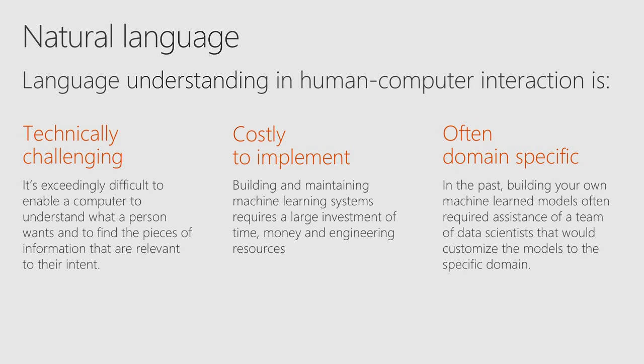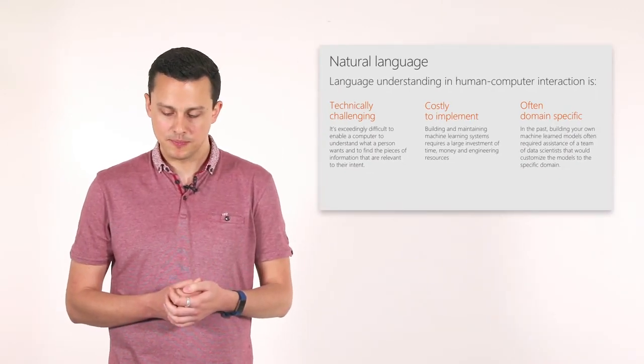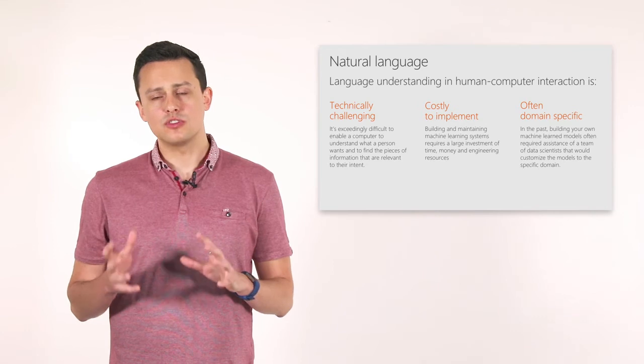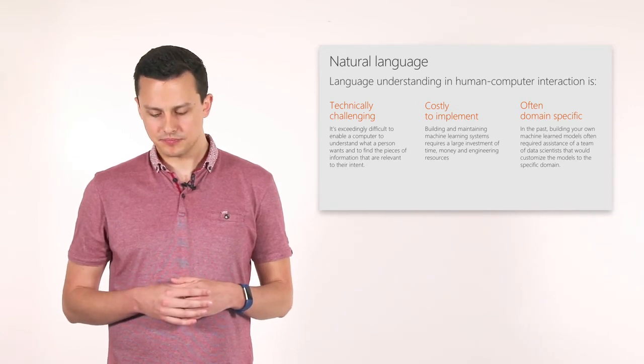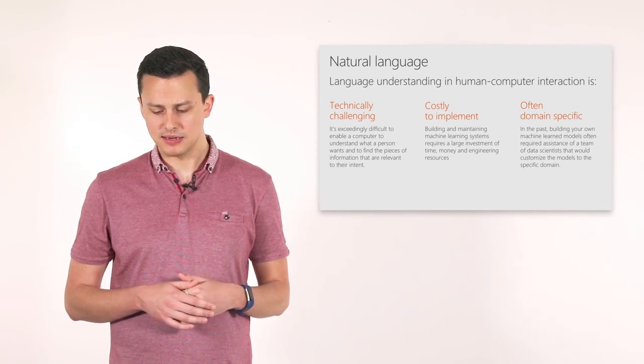So, we've talked a lot about natural language so far. Now it's time to explain how we can use this in the bot framework. Natural language is hard, and it's been hard for a long time. And it's hard for a number of reasons. First, it's very technically challenging. Language is not something that is easy to understand or parse with traditional computer technologies. It's often also costly to implement because of the investment required in the machine learning systems that underpin it.